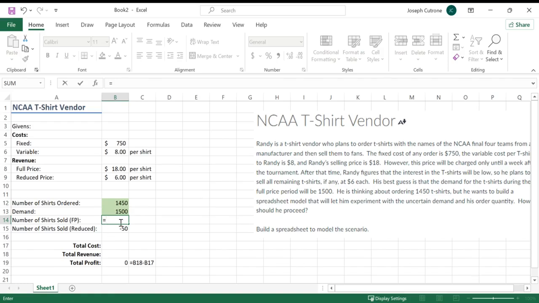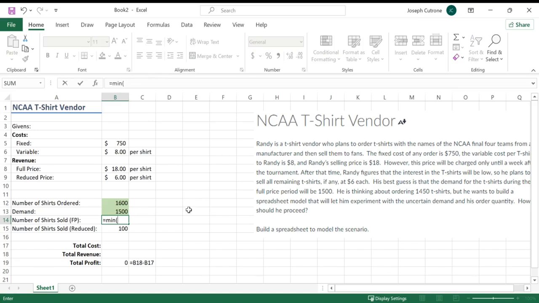How many can I actually sell? If I have less than the demand, I'm going to sell 1450, right? If I order 1450, but I have 1,500 orders, 1450 are going out the door. On the other hand, what if this is more? Just imagine this for a second. What if I ordered 1,600 and the demand is still 1,500? Do I sell 1,600 or do I sell the demand? I sell 1,500. In either case, and this is where you have to be very clever, we have a new function here.